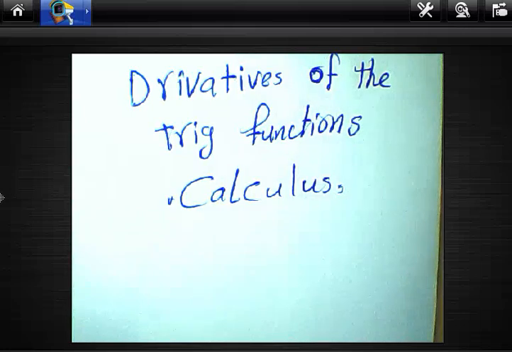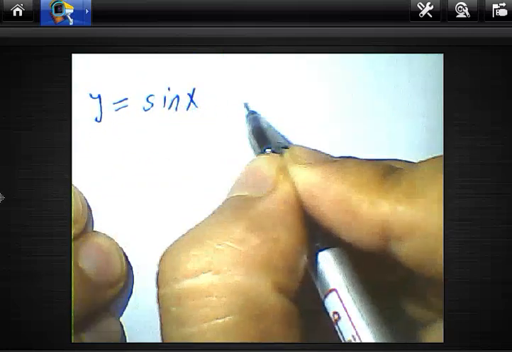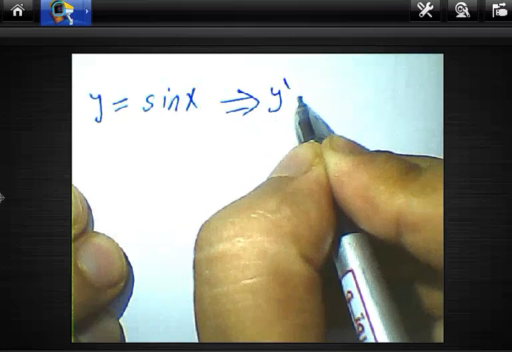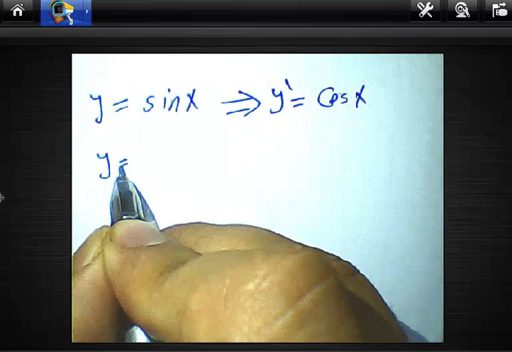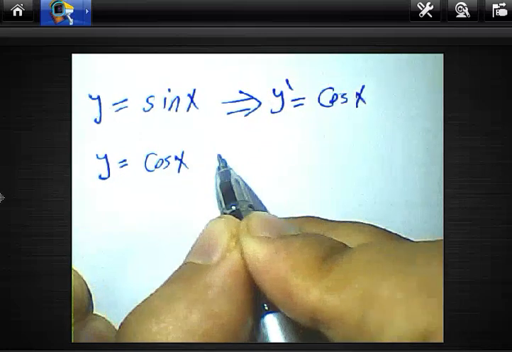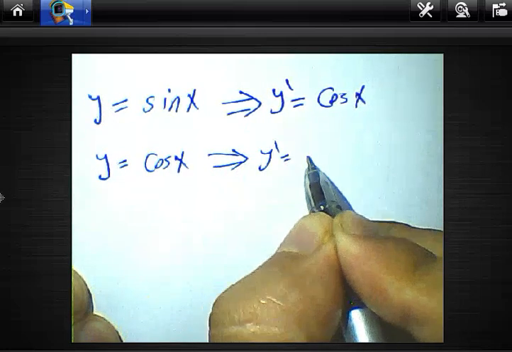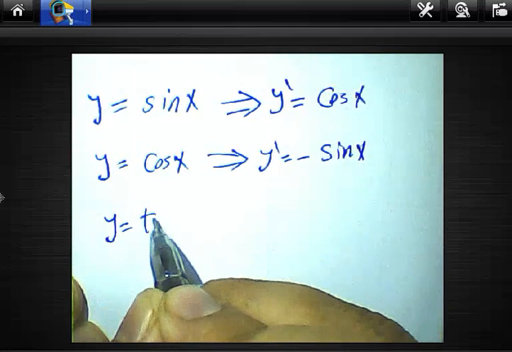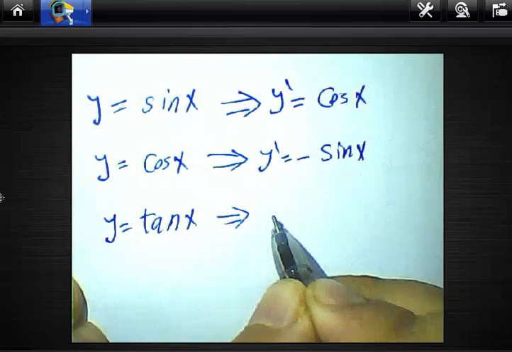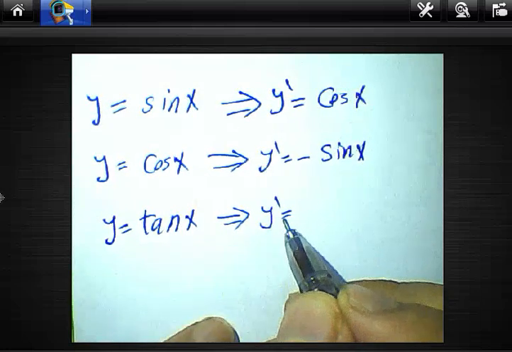In this video we'll talk about the derivative of trigonometric functions such as sine of x, cosine and tan. Look at the rules here. If we have y equal sine x, then the derivative of y will be cosine x. The derivative of sine will be cosine. And if we have y equal cosine x, then the derivative of this function will be negative sine x. And if we have y equal tan of x, then the derivative of this function will be sec squared x.